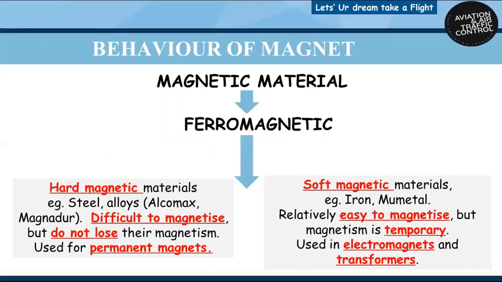Hard magnetic materials are difficult to magnetize, but do not lose their magnetism. Example, steel alloys. Hard materials are used for permanent magnets. Soft magnetic materials are relatively easy to magnetize, but their magnetism is temporary. Example, iron or mu metal. Soft magnetic materials are used in electromagnets and transformers.